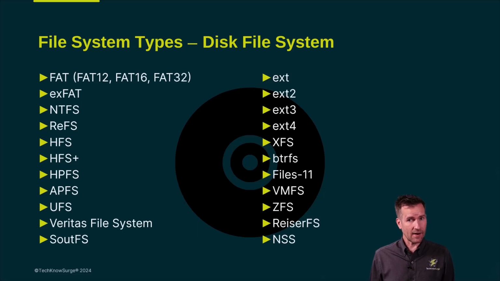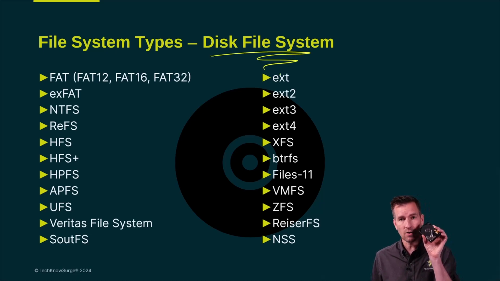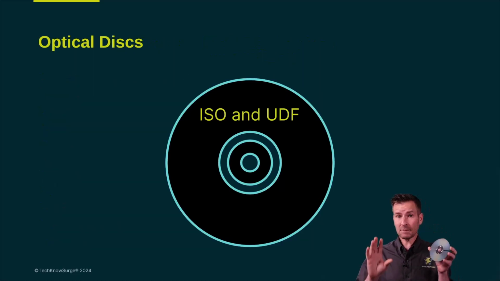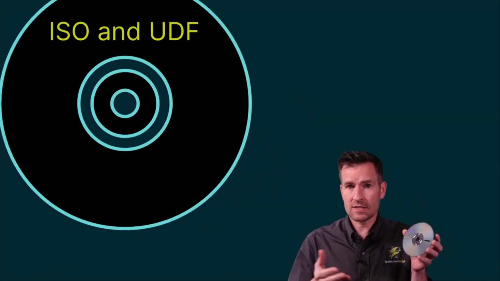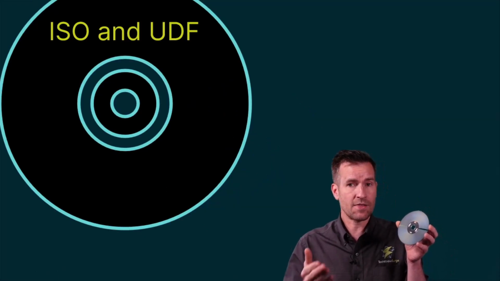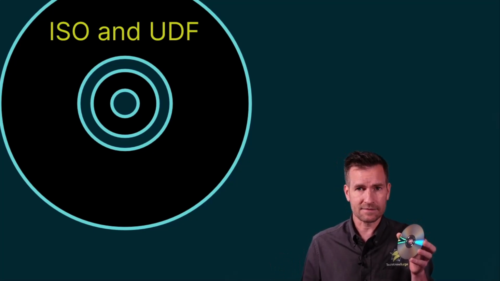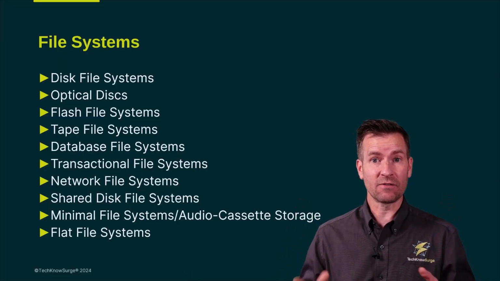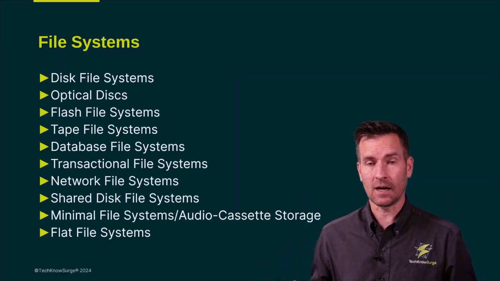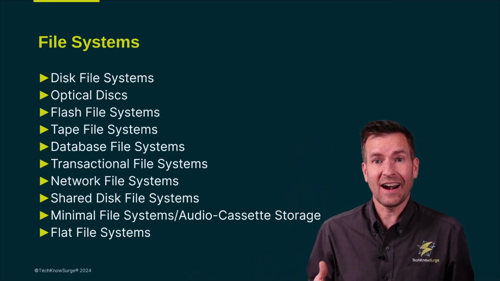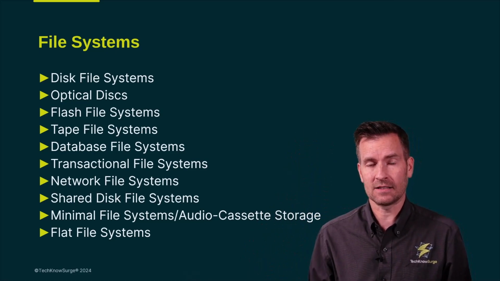The ones that are outlined here are mainly disk file systems, things like your hard disk drive. Optical disks are a little different. Some of the formats for optical disks are things like ISO and UDF. And if you're talking about things like tape drives, that's a different format yet. Ultimately, there are a lot of different file system types out there, and what you see right here are actually different categories of file systems.